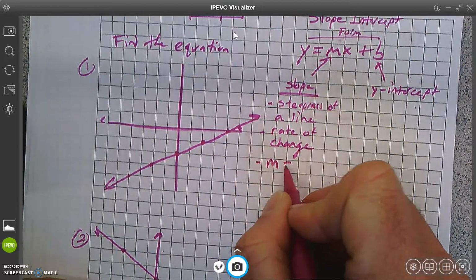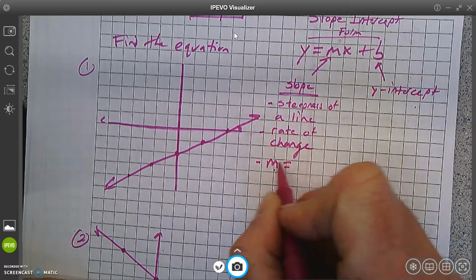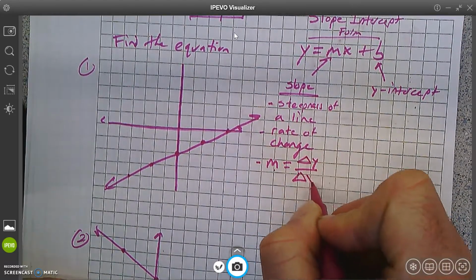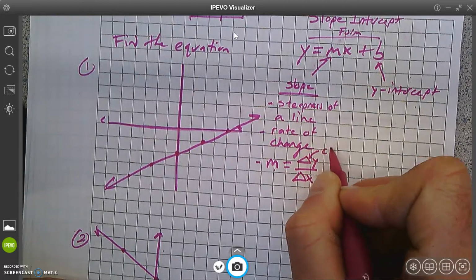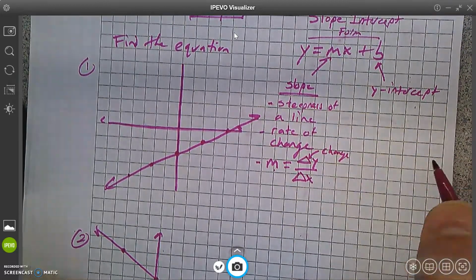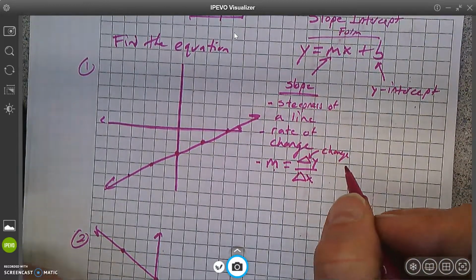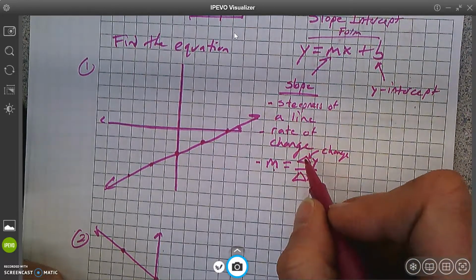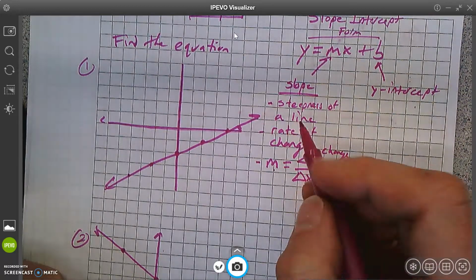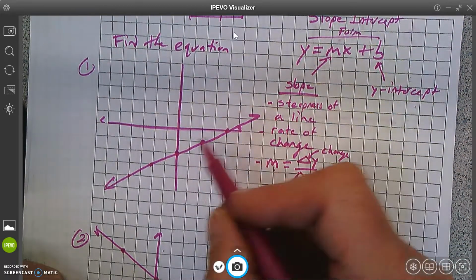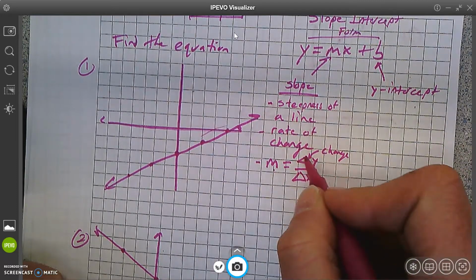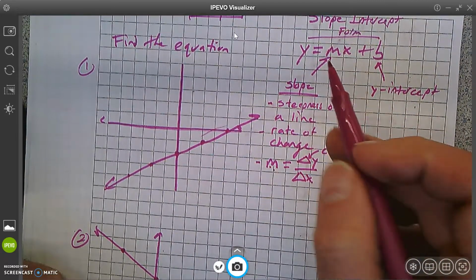And the last thing, m stands for slope, is the change in y over the change in x. And that triangle is a Greek letter. It stands for change. It's delta. You call that delta y, delta x. It's change in y over change in x. So it's the steepness of a line, how steep the line is, and how something is changing over time. And you figure that out by the change in y and change in x. And m stands for slope.